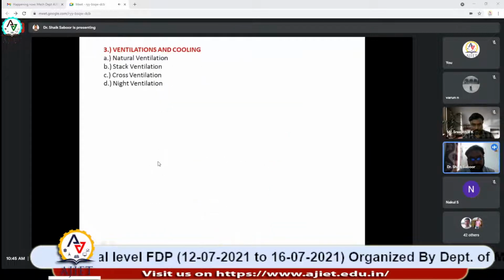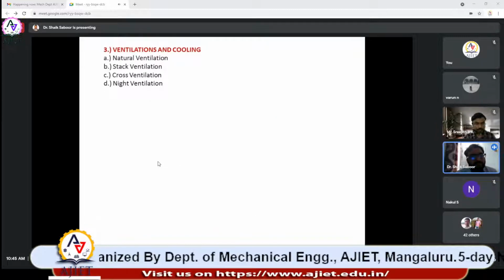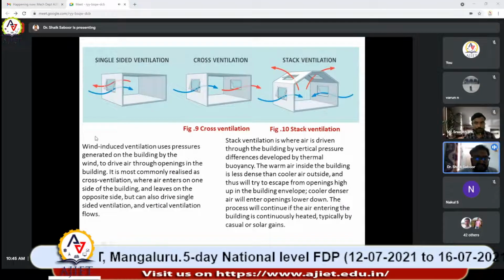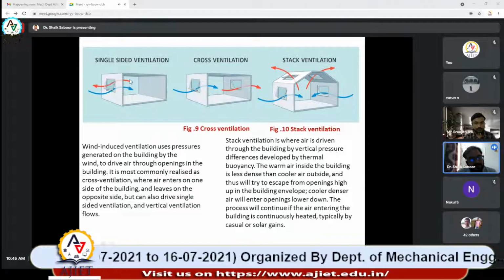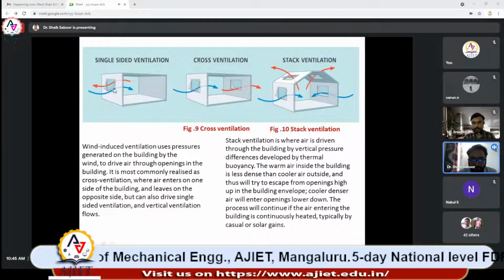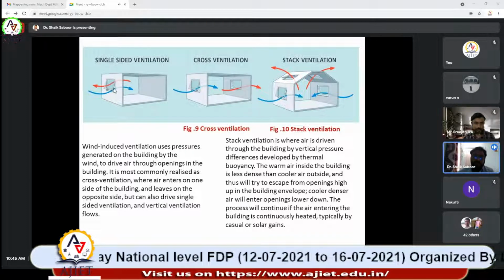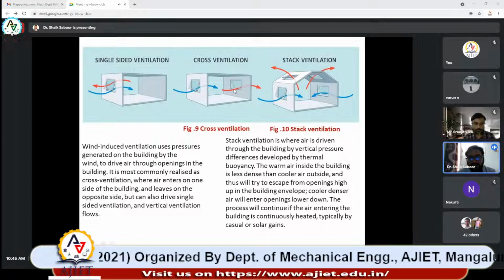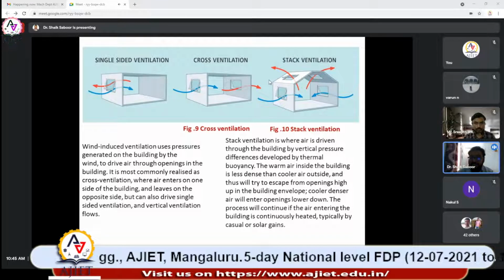Natural ventilation plays a very important role in reducing the room temperature. Single-sided ventilation means we have a single window, so air has to come in through this window and also go out through this window. There is no other option. That is the reason why, most often in buildings, people prefer cross ventilation, where air enters from one side and leaves the room from another side. This is cross ventilation. Some people prefer stack ventilation as well.